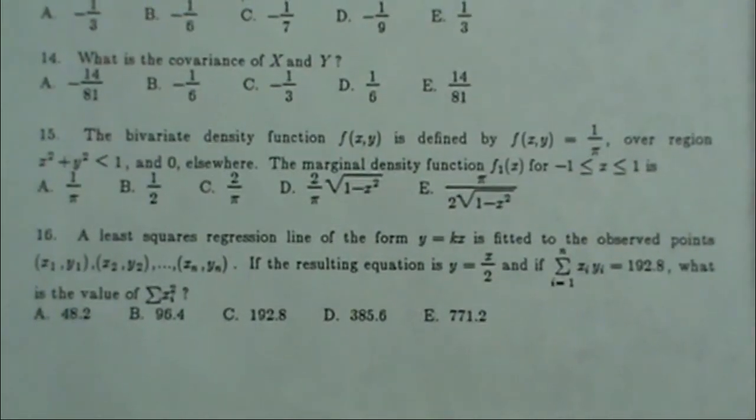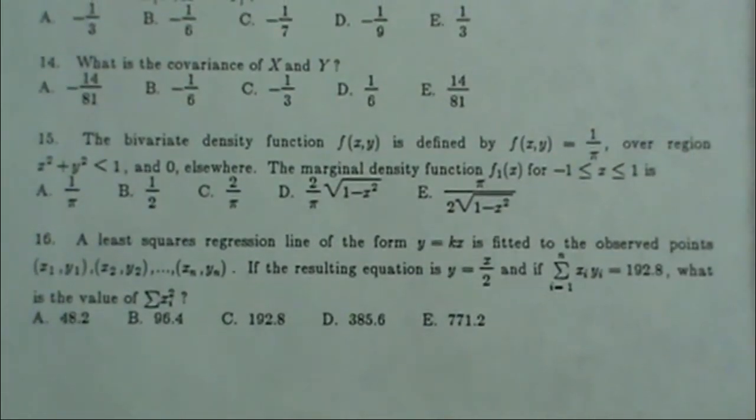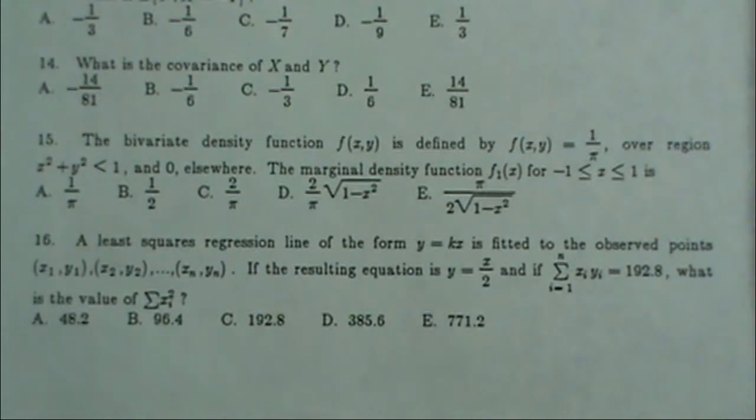Problem 16. A least squares regression line of the form y equal kx is fitted to the observed values. If the resulting equation is y equals x over 2, and if the sum of xy is 192.8, what is the value of the sum of x squareds?